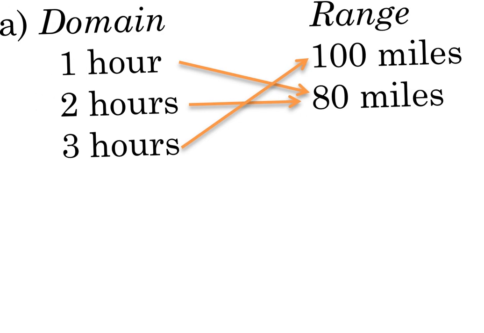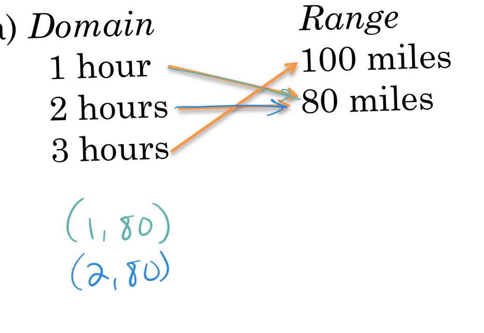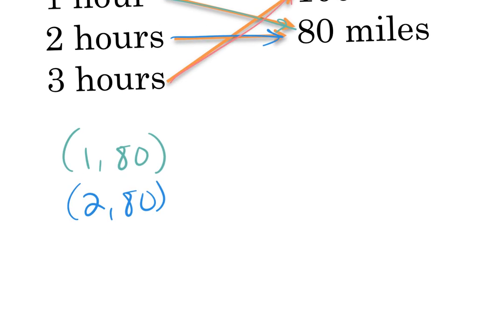Okay, so my 1 hour goes with 80, so it's like 180. My 2 hours go with 80, that's 280. And my 3 hours goes with 100.